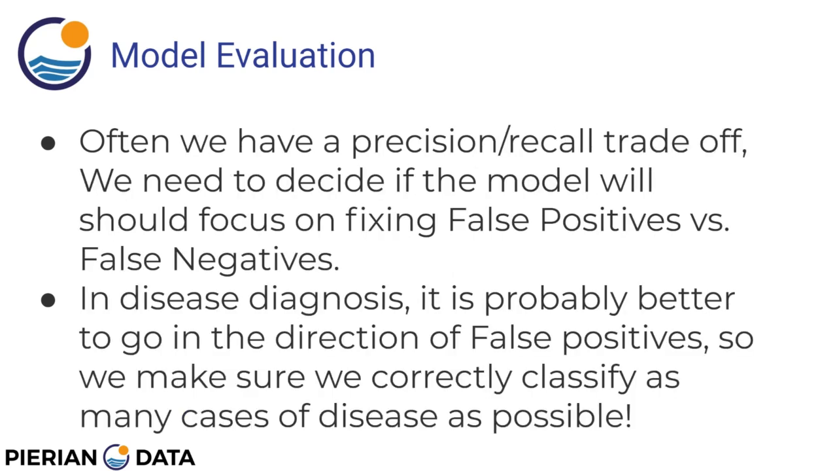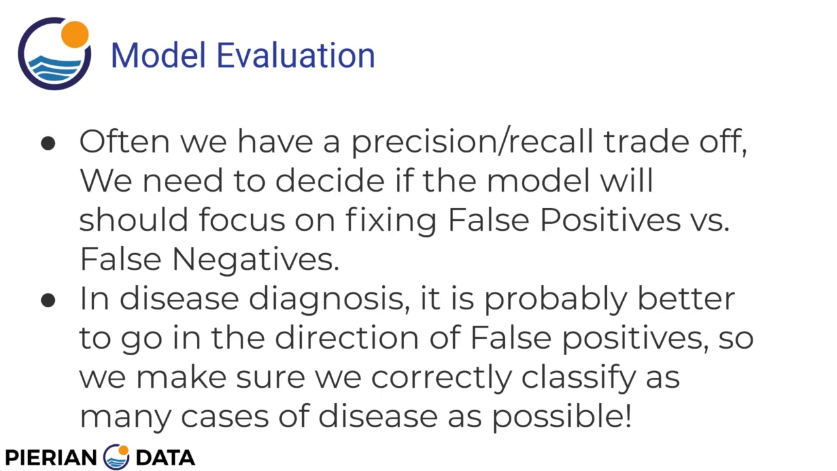So as we mentioned, we often have that precision recall trade-off, which means we essentially need to decide if the model should focus on fixing false positives versus false negatives. At the cost of decreasing false negatives, most likely we increase false positives and vice versa. And in disease diagnosis, it's probably better to minimize the number of false negatives at the cost of increasing the number of false positives. So we go in the direction of these false positives.